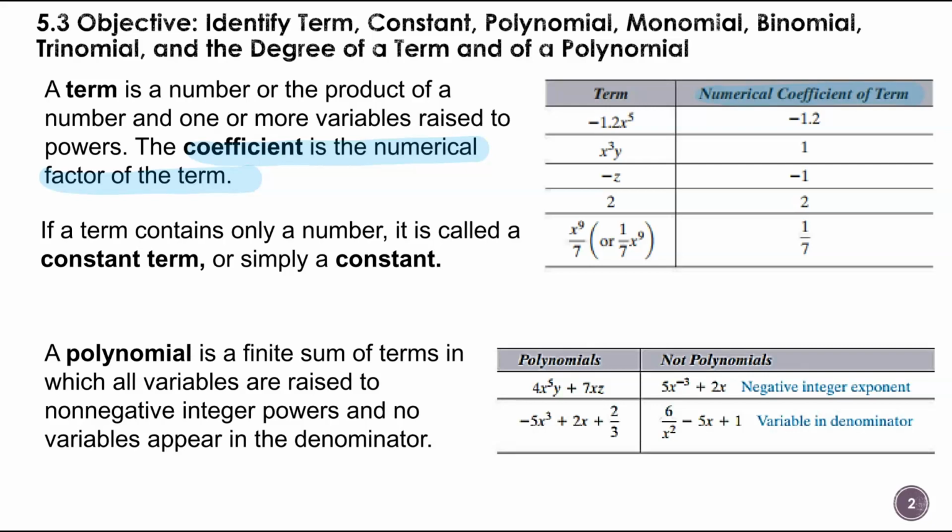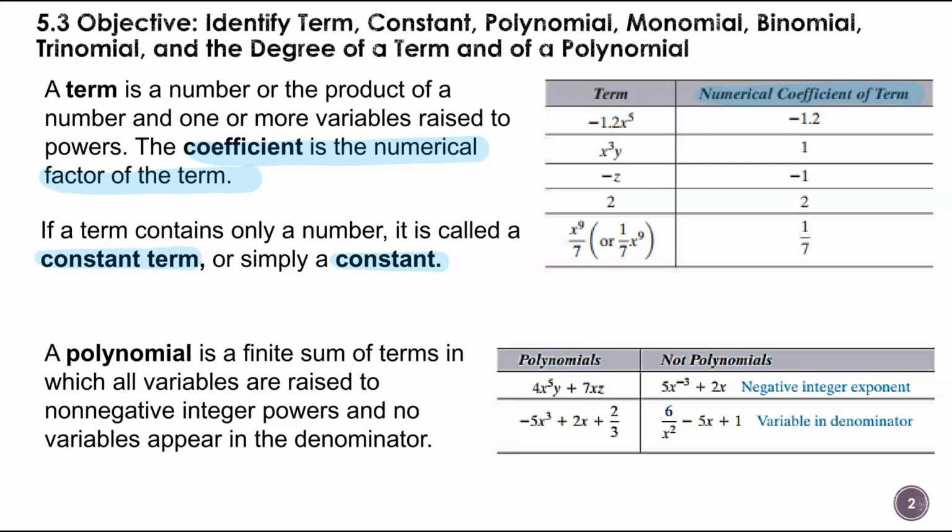Notice it says if a term contains only a number, it is called the constant term, or we can simply call it the constant. You may hear me use that terminology. You can still just call it a term. A constant term is still a term, it's still a constant. However you want to talk about that is fine.